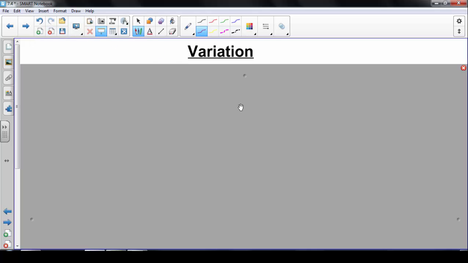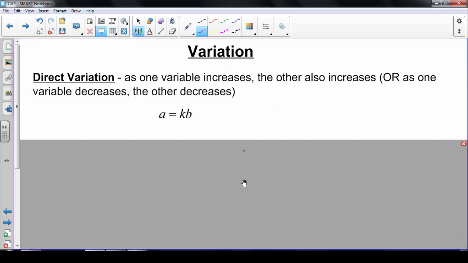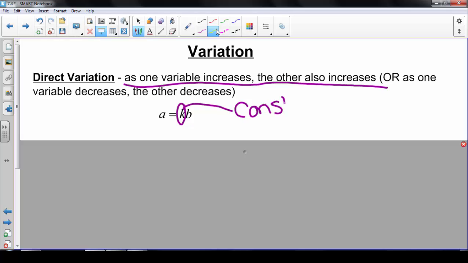Alright, with variation. When we talk about direct variation, what this means is as one variable is increasing, the other one does too. It's the same thing as if one decreases, the other decreases. This k is what we call the constant of variation. And we'll be seeing this k a lot.